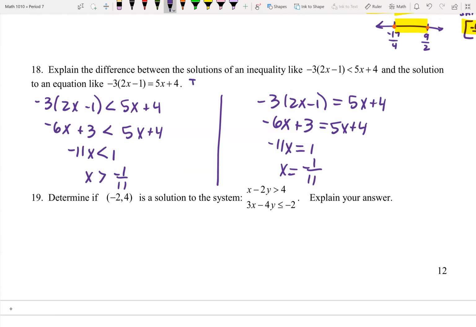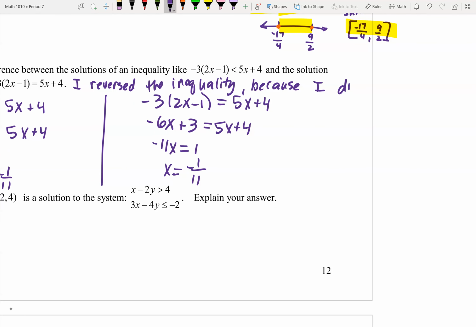I'm going to say I reversed the inequality because I divided by a negative. That's the difference. That's the only difference.